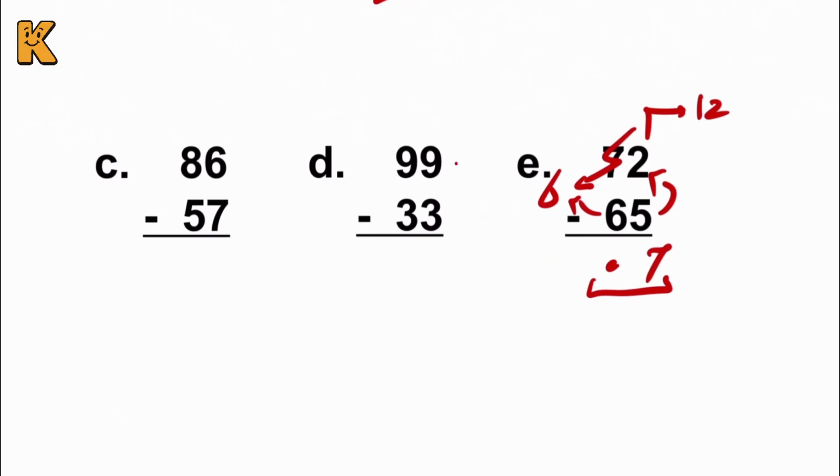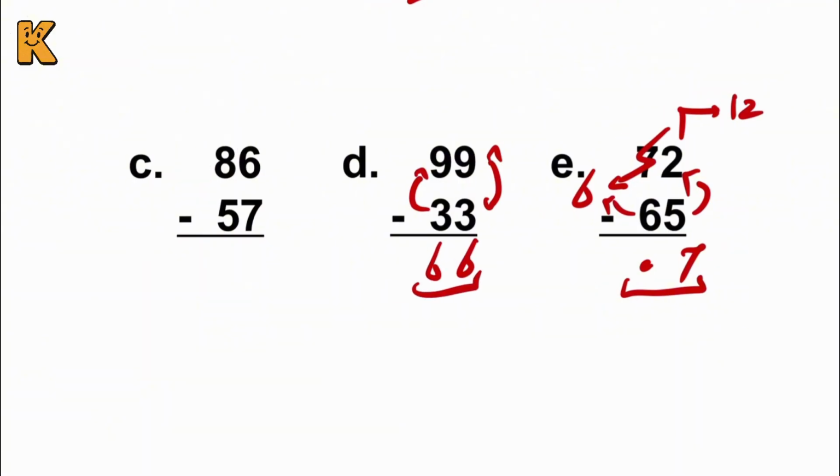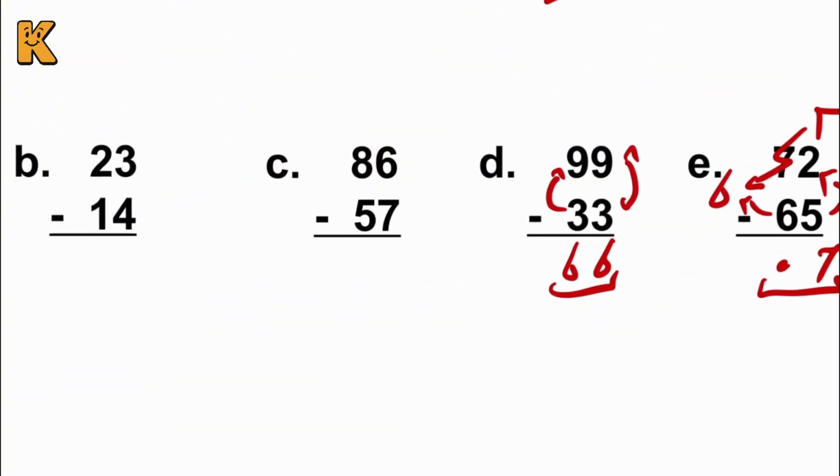93 subtracted by 33. I don't need to do anything because there is enough 3 inside the 9. 9 subtracted by 3, 6. 9 subtracted by this 3, 6. No worries. 66 subtracted by 57.